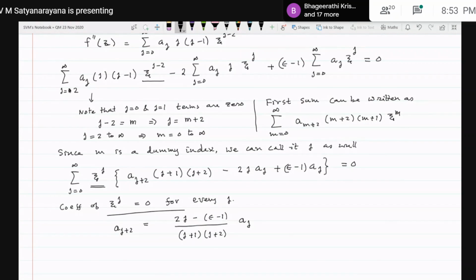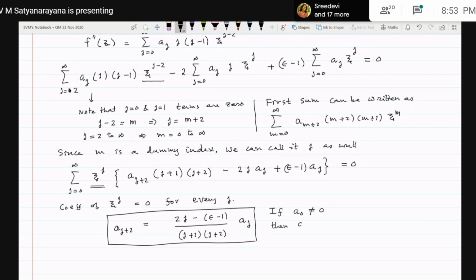So this is a recurrence relation that we have for this power series. That means if A naught is not equal to 0, then this non-zero value of A0 will give you A2, A4, A6, etc. can be obtained.